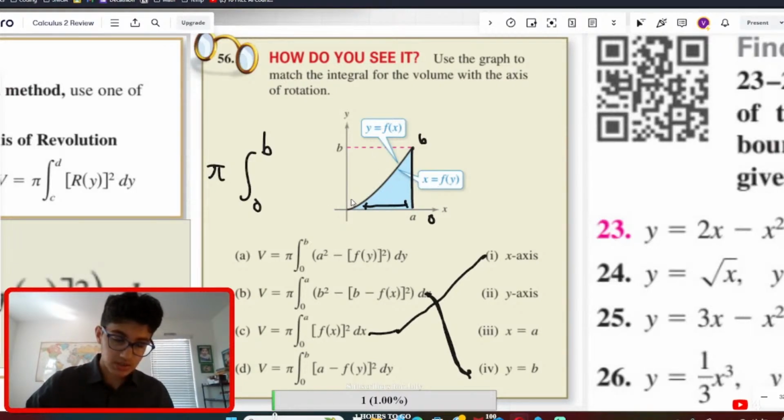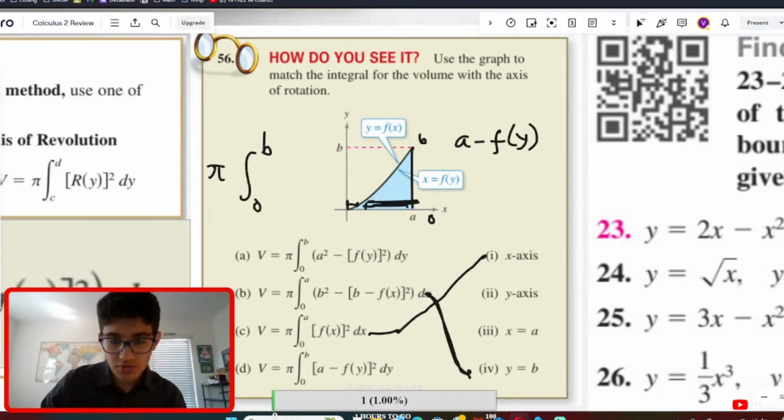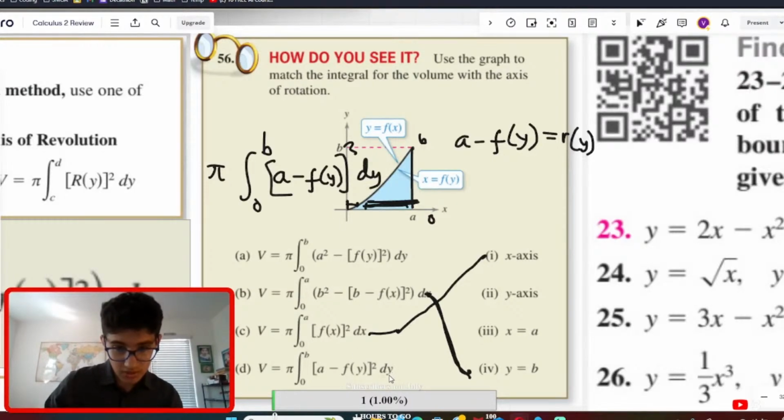And that gives you this height, right? That's f of y. So you just do a minus f of y, which will give you this length over here. And then you keep on integrating that. But to integrate it, this is basically your r of y. So you put in r of y and you square it. So a minus f of y squared dy. So this one right here matches with this equation here.